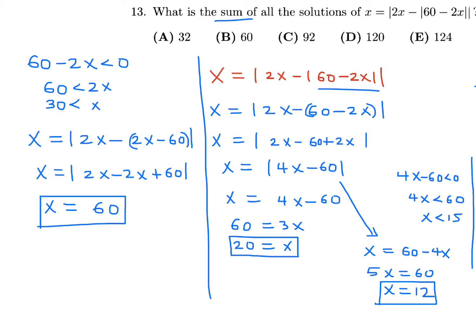Now I have to find the sum. So the sum of all values, 60 plus 20 plus 12, and that is 92. So number 13, the answer is C.